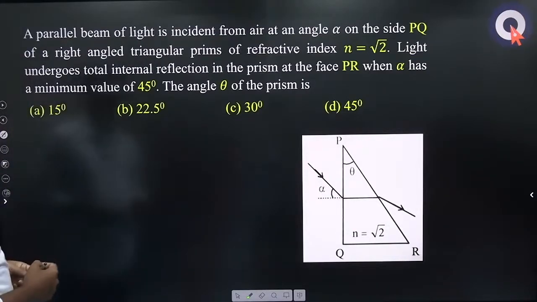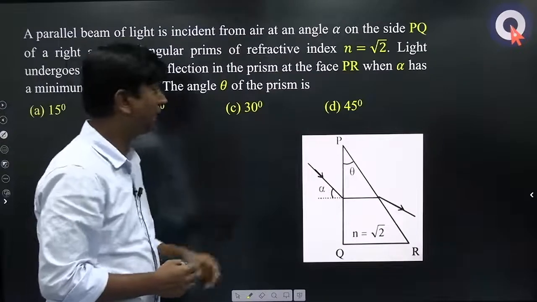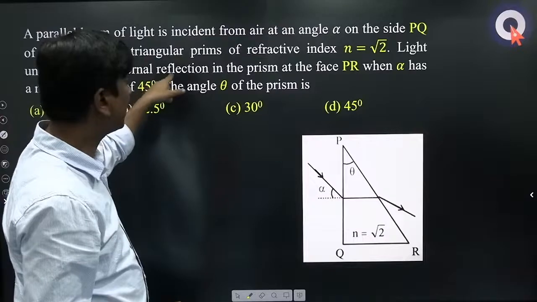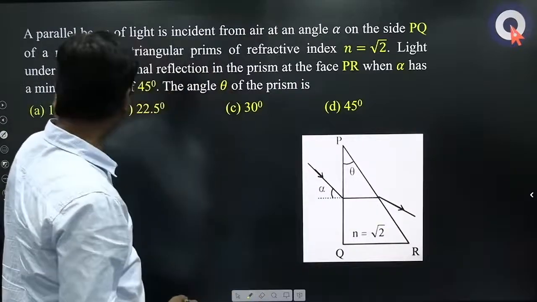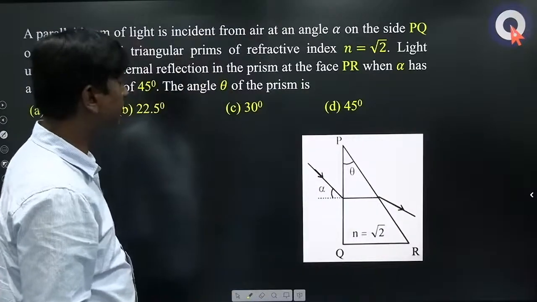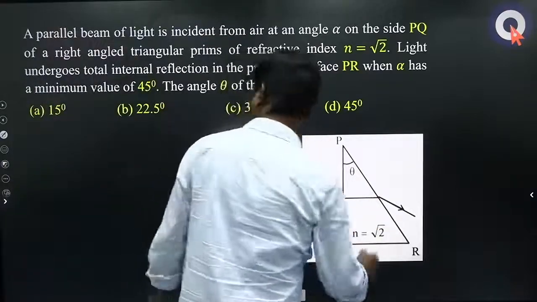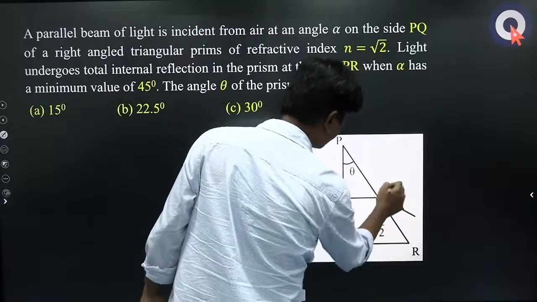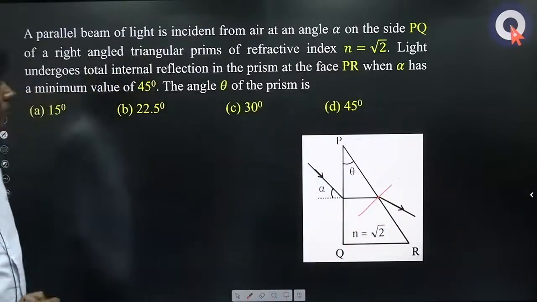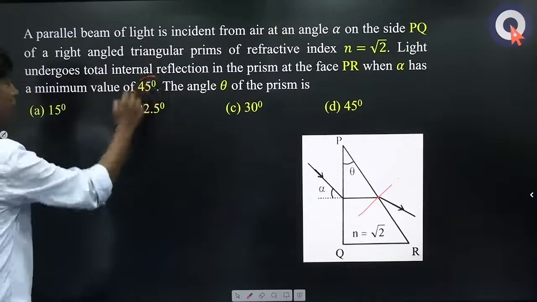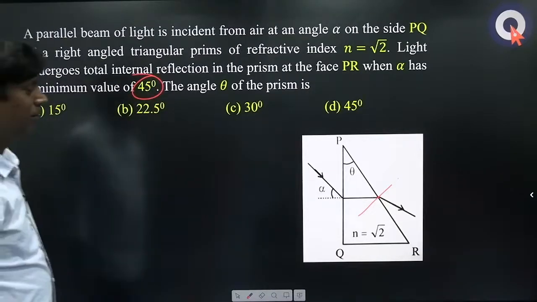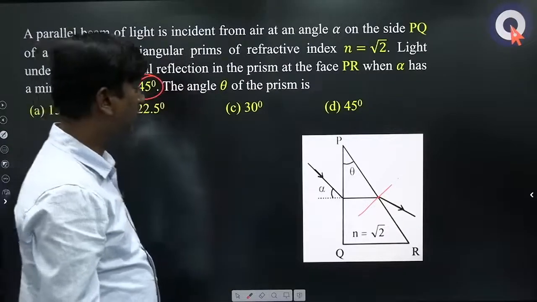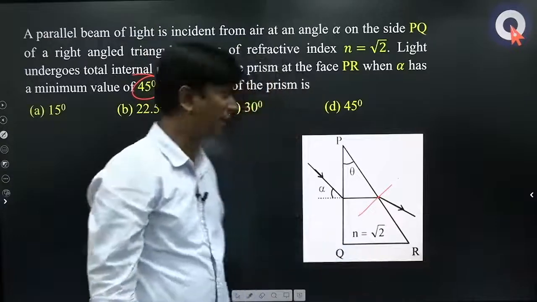A parallel beam of light is incident from air at an angle of alpha on the side PQ of a right angle triangular prism of refractive index n equal to root 2. Light undergoes total internal reflection in the prism at the face PR when alpha has a minimum value of 45 degrees. So here it is just grazing like this.